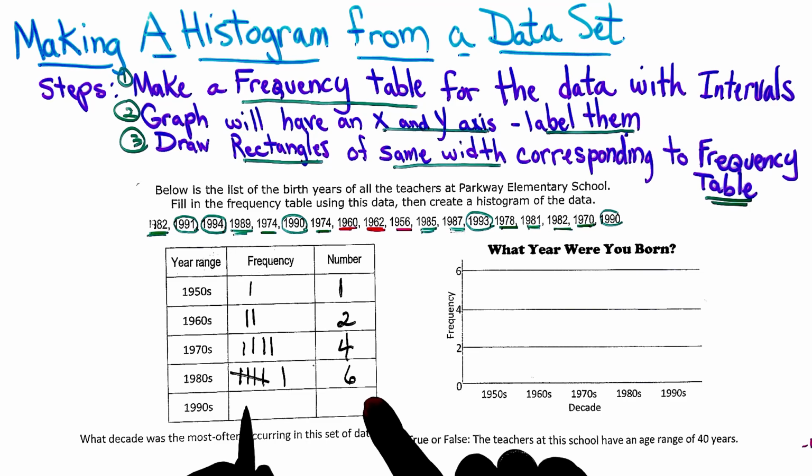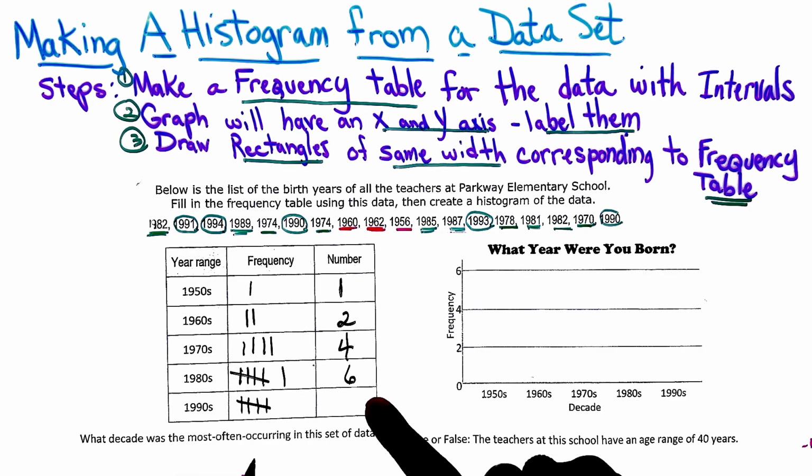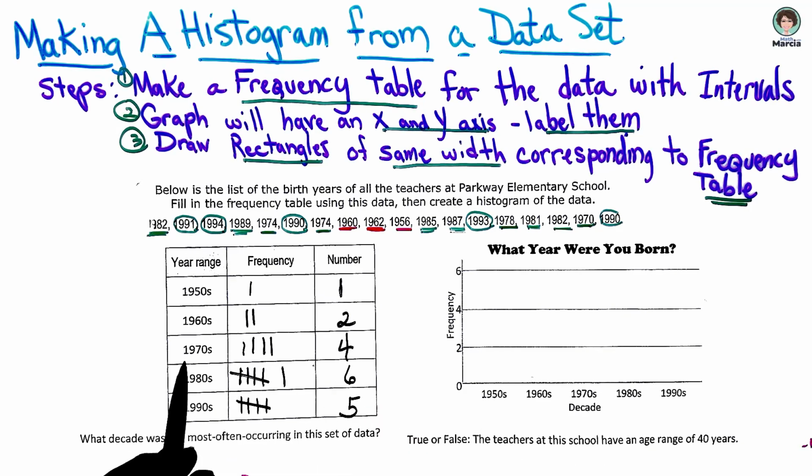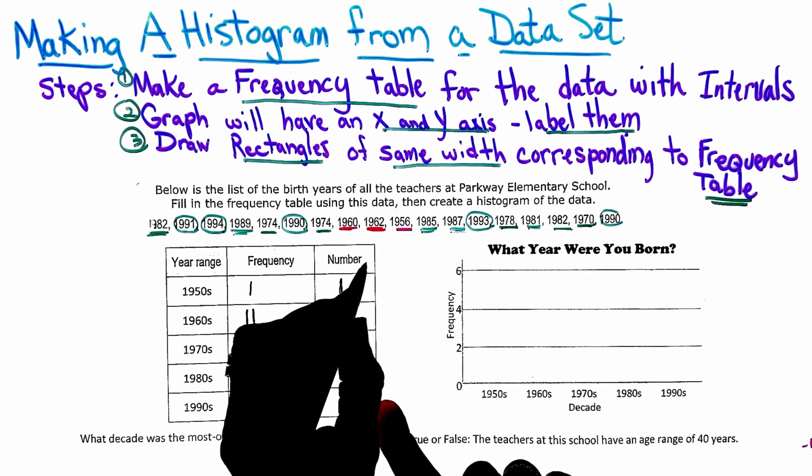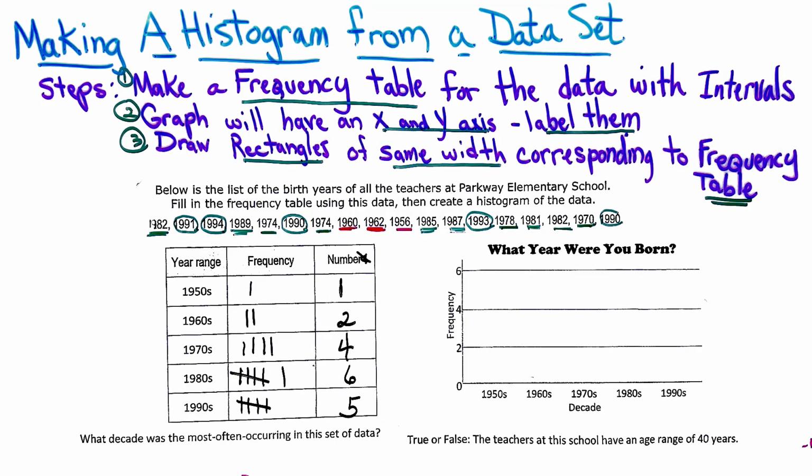And when we mark our tally marks, there it is. And I'm writing my 5. Again, you can do it as you're finding them, or you can do it like I just did. The column that is going to be most important when we're graphing is your number column.